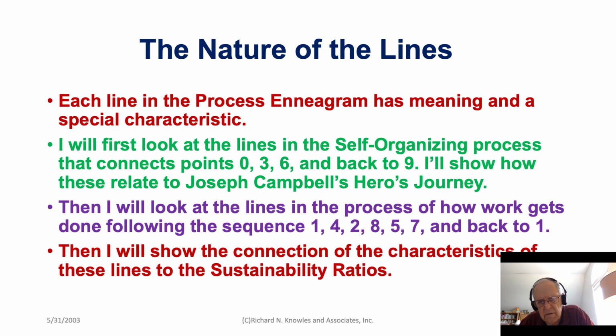I'll then take a look at the lines of the process of how work gets done, following the sequence 1, 4, 2, 8, 5, 7, and back to 1. Then I'll show the connection of the characteristics of the lines to the sustainability ratios I talked about in an earlier module.